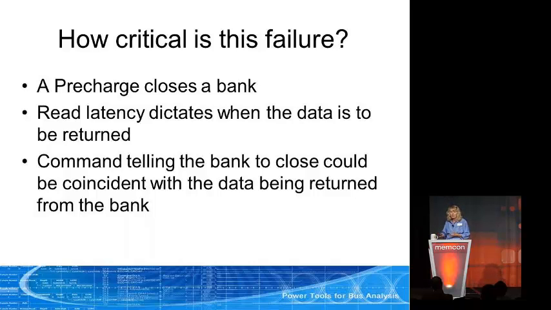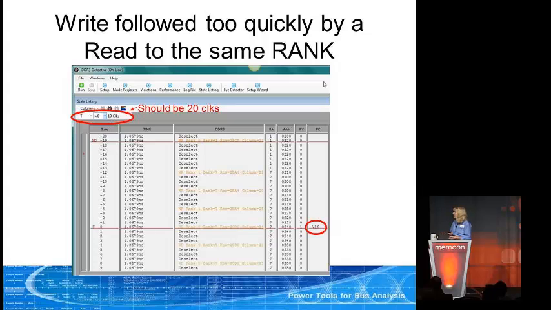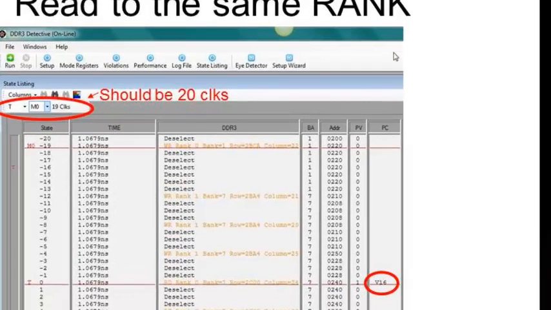Obviously, this type of situation allows us to take this type of analysis one step further and give quick insight into what's going on. So let's take a look at another violation that we saw: a write followed too quickly by a read to the same rank. Okay, so you can see the violation there. In this case, we left the deselects in.